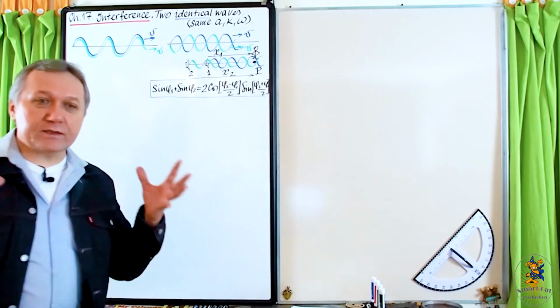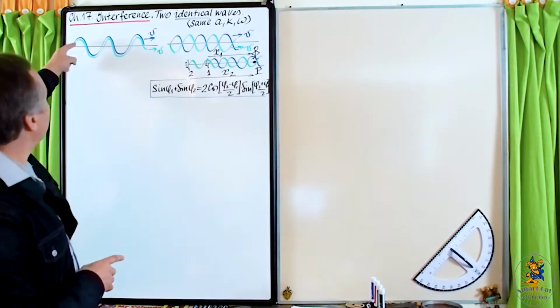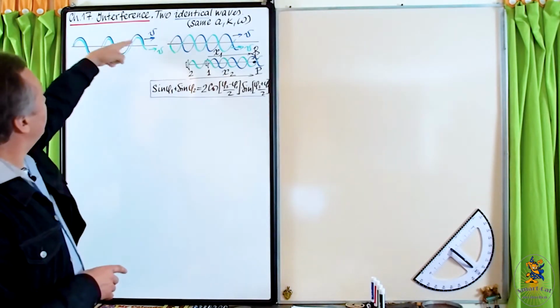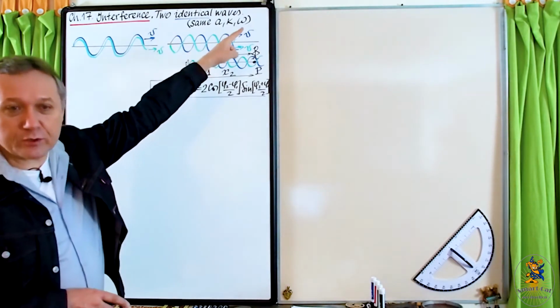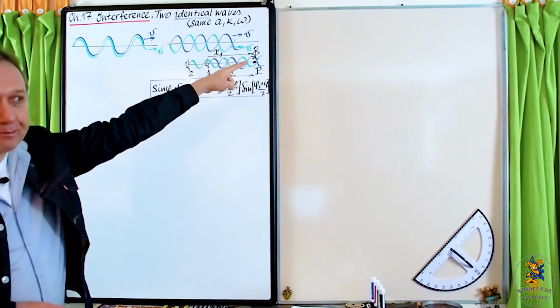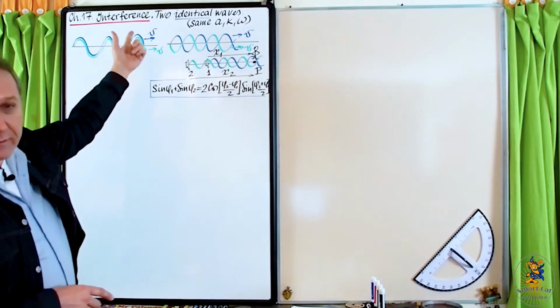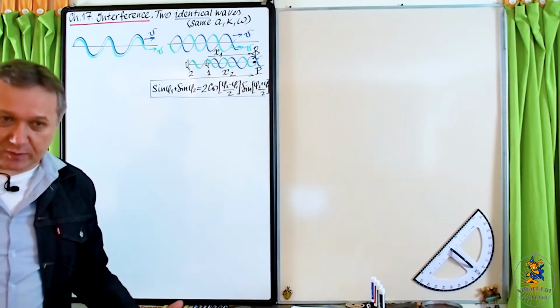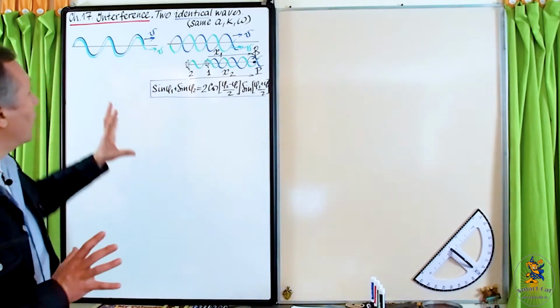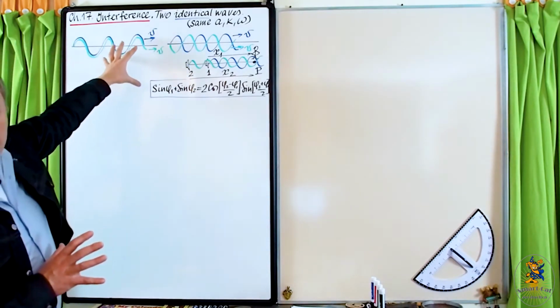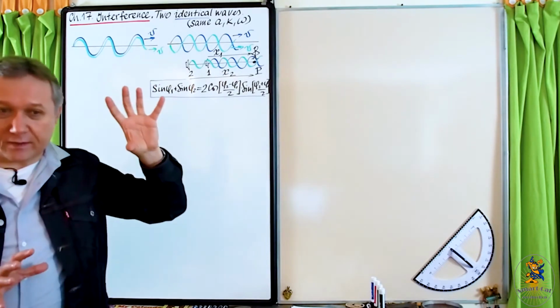But first let's discuss conceptually. Let's assume that we have two waves. You see, a blue wave and a green wave. Again, they're identical: the same amplitude, the same frequency, the same wavelength, and as a result, the same speed. And again, you see they're propagating in the same direction. So it's the first special situation in which we are interested.